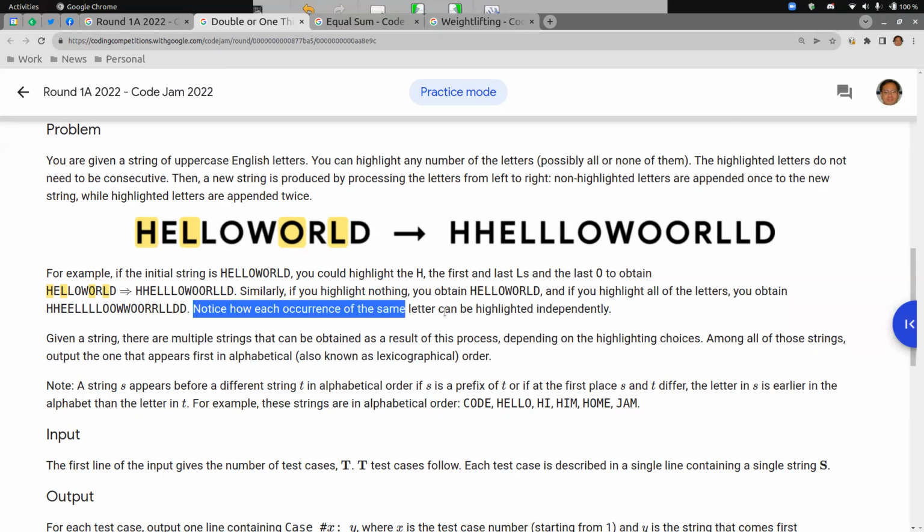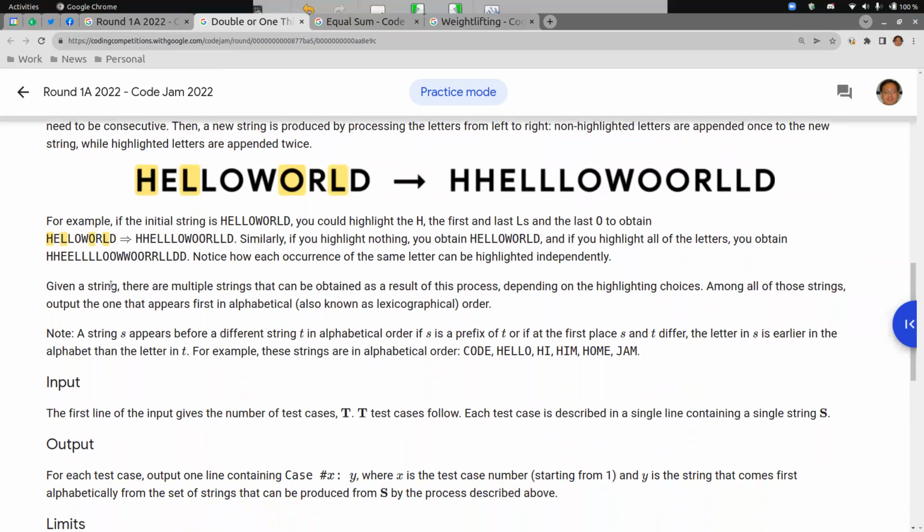Notice how each occurrence of the same letter can be highlighted independently. So even though there are 2 L's here, one of them is highlighted, and the other one is not highlighted at all. So you get 3 L's. Okay, given a string, there are multiple strings that can be obtained as a result of this process, depending on the highlighting choices. Among all those strings, output the one that appears first in alphabetical order, also known as lexicographical.